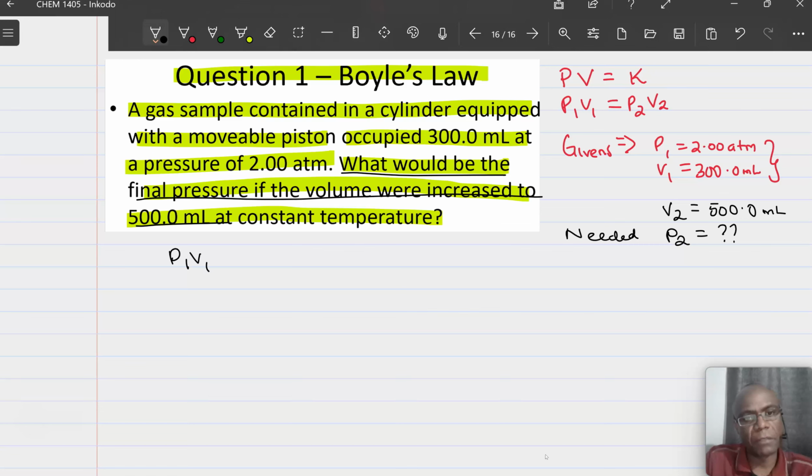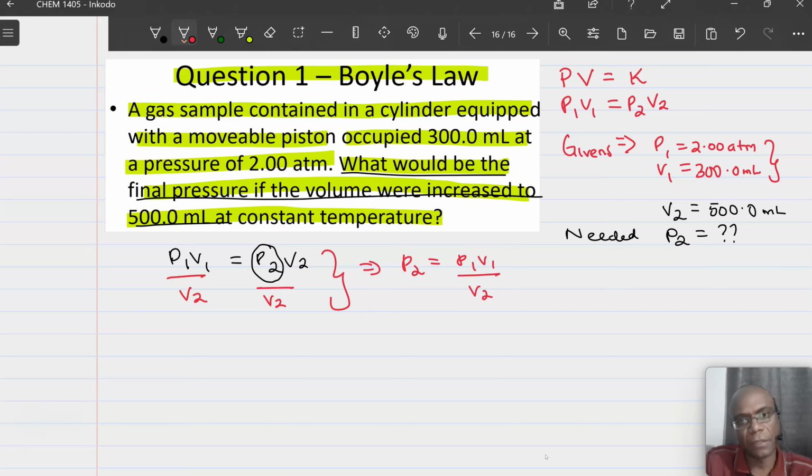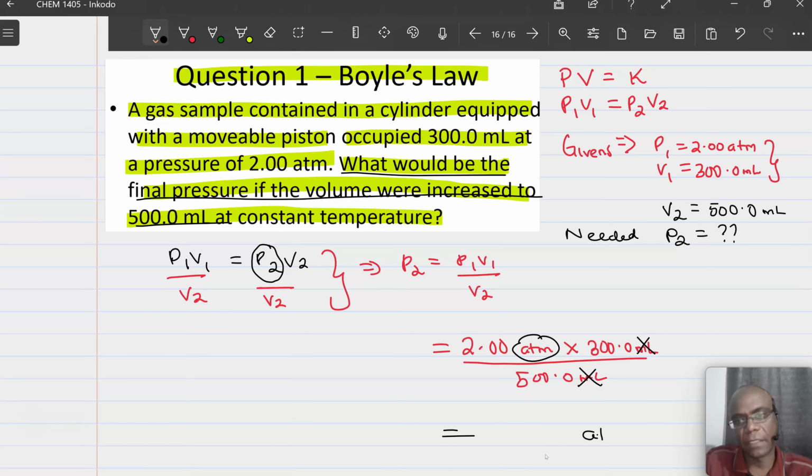So I know that P1V1 equals P2V2. I need P2, so I'll divide both sides by V2. That expression will now read P2 equals P1V1 over V2. Then all I need to do is insert my givens: 2 atmospheres is the initial pressure, 300 ml is the initial volume, and my final volume is 500.0 ml. Doing so, ml and ml will cancel, so my answer should read something in atmospheres.